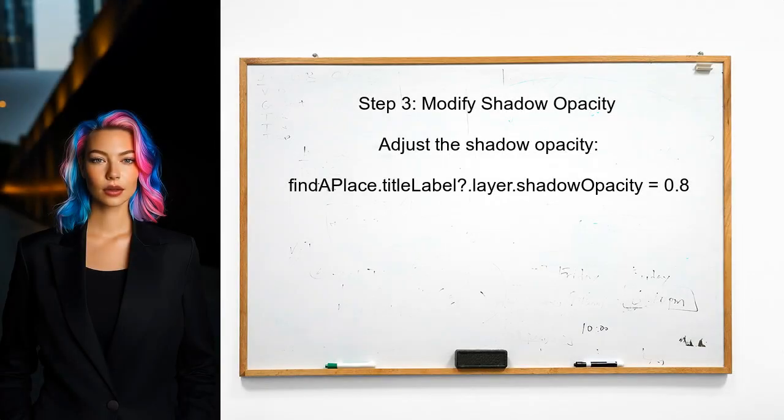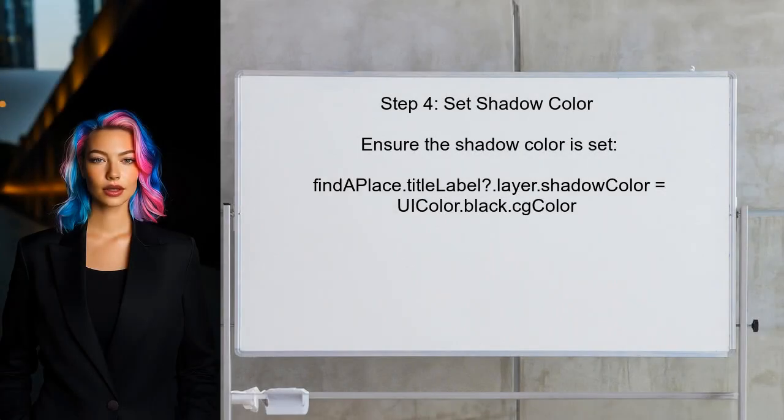Additionally, the user can modify the shadow opacity. This will determine how visible the shadow appears. A value closer to 1 will make the shadow darker. Finally, the user should ensure that the shadow color is set correctly. A darker color will provide a better contrast against the background.